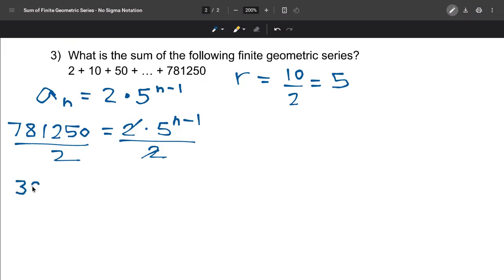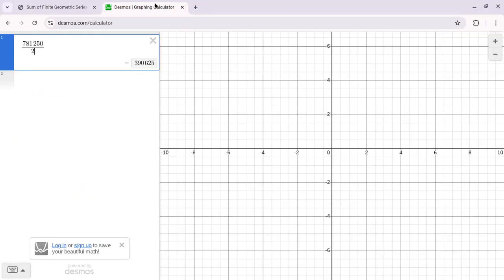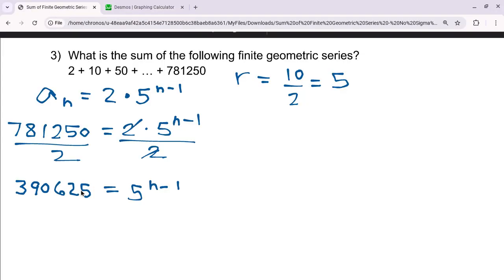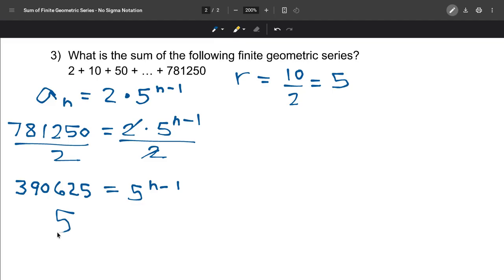So 390,625 equals 5 to the n minus 1 power. We want to figure out what power of 5 this is, so let's go back over to Desmos. I'm going to say 5 to the x power equals 390,625. And you'll see right now we got it in blue. That goes through 8. So it's the 8th power. 5 to the 8th power is what it is. So anyways, I'm going to write 5 to the 8th power equals 5 to the n minus 1 power.